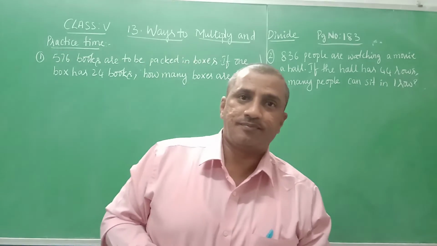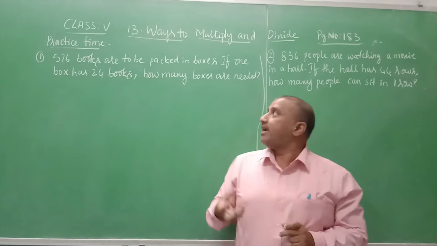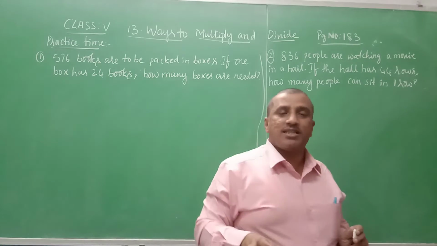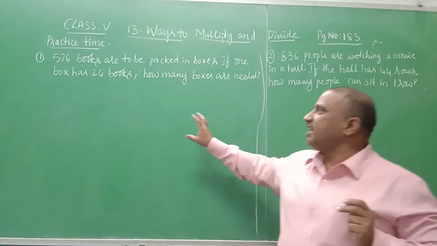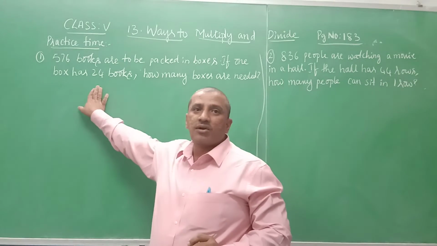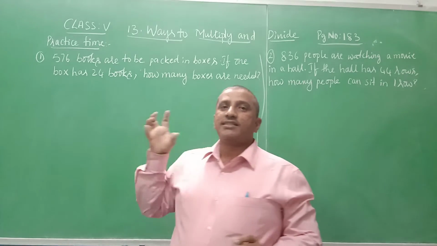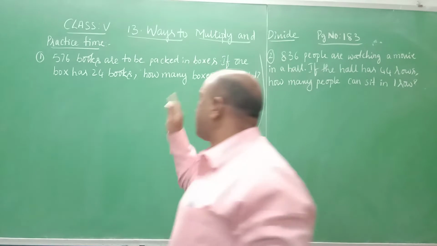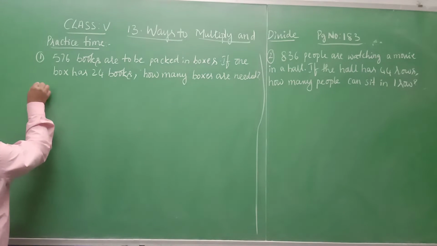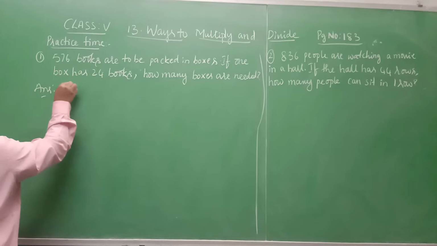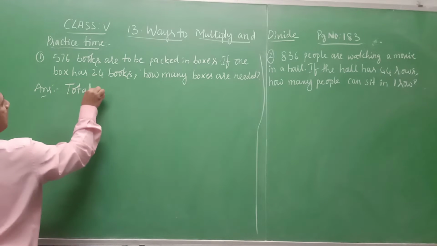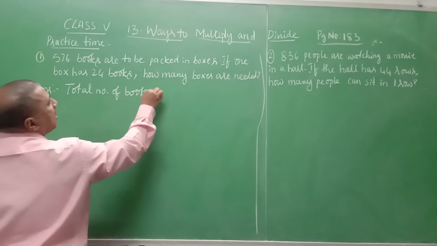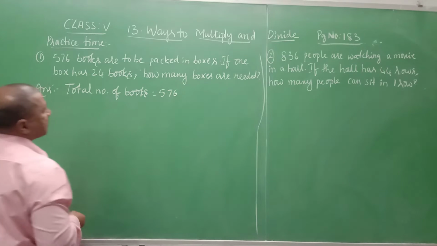What do we have to do? Yes, we have to divide the total number of books, 576, by the number of books present in each box, that is 24. The quotient which we get will give you the number of boxes needed. Yes, start. Total number of books: how many? It is 576.